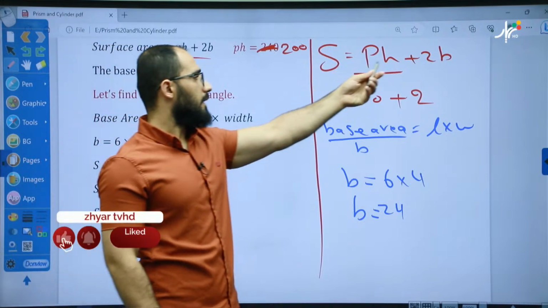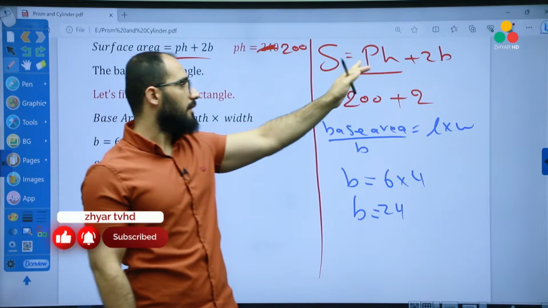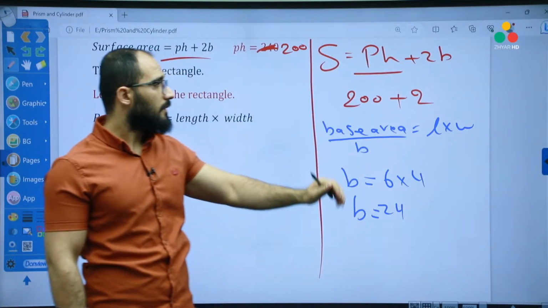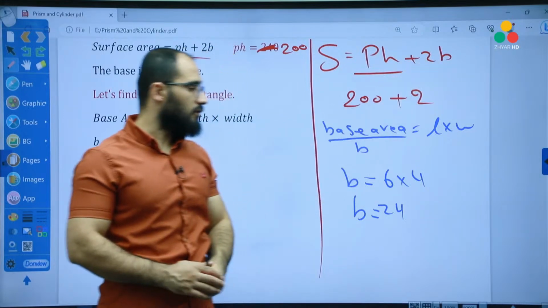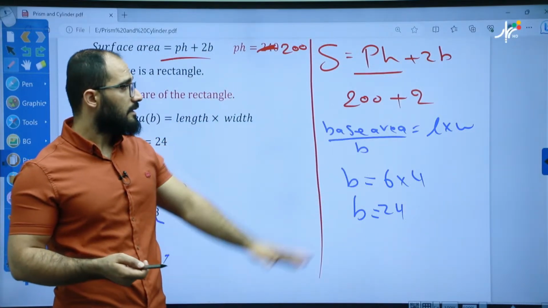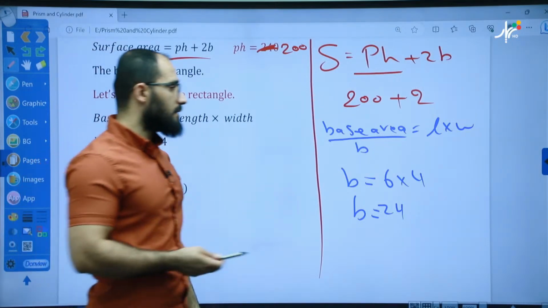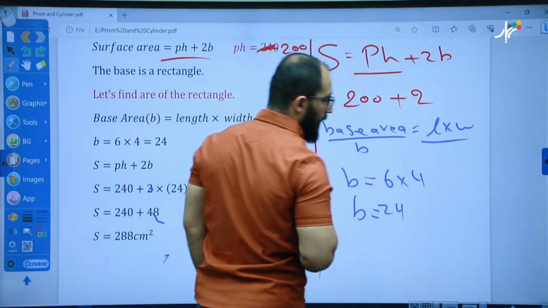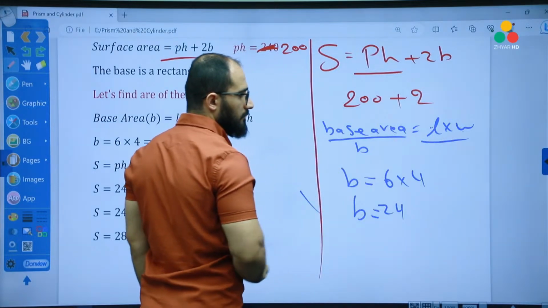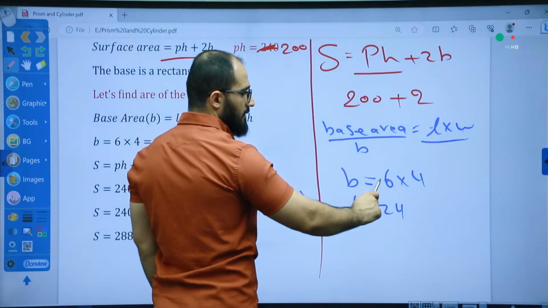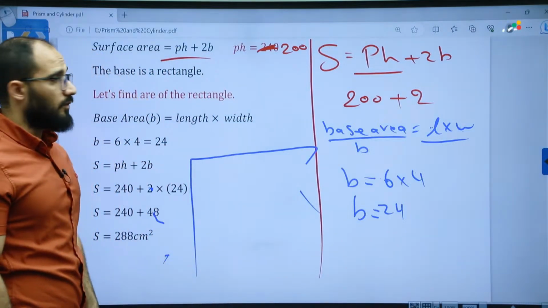Again, PH we have found in the previous example. It was the perimeter of the rectangle times H. Then plus 2B, 2 times B. It means 2 times the area of the base. The area of the base was a rectangle. What is the rule of a rectangle when you want to find area? It is L times W. L was 6, W was 4. 6 times 4 is 24.